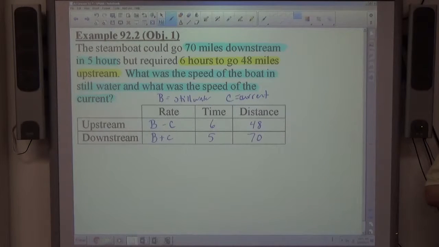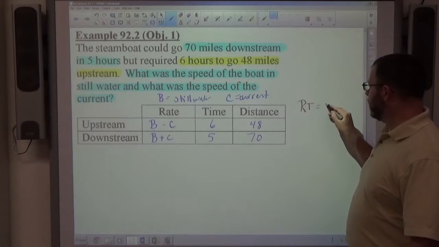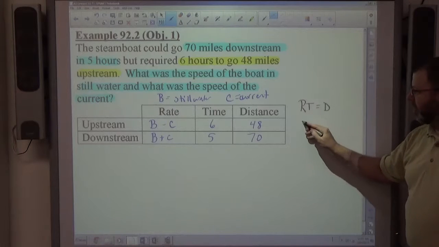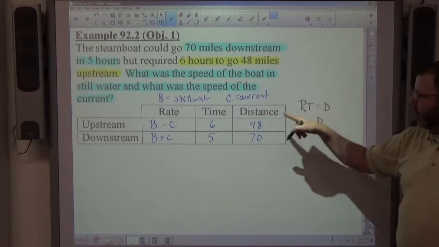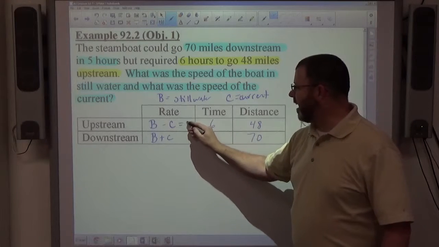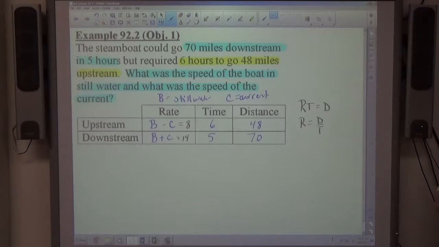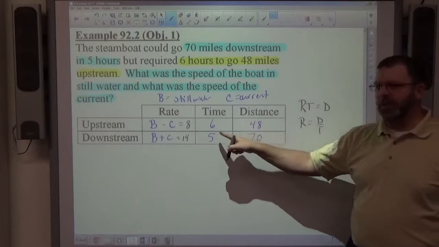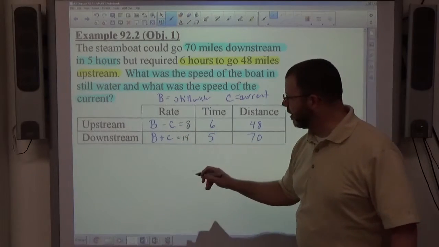As far as boat and river problems go, these are the easiest ones to do, if you don't know either the speed of the boat or the speed of the current. Just based on the fact that rate times time equals distance, would everybody agree that rate is equal to distance divided by time? If I know a distance and a time, I just divide distance by time. 48 divided by 6 is 8, 70 divided by 5 is 14. Take the distance that I know divided by the time that I know to get the rate that I don't know.